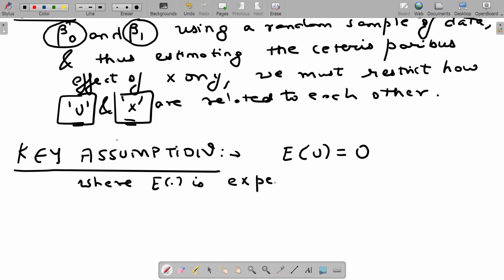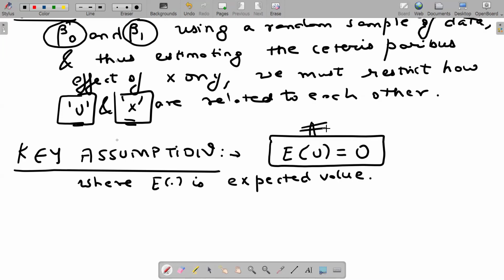So what we are trying to say is that on an average, the error term takes the value 0. It means when I'm doing sampling, the error term sometimes will take positive values, sometimes negative values, but on an average, the positive and the negative values sort of cancel out each other, causing the expected value to be equal to 0. Okay, so I hope students are clear with this.